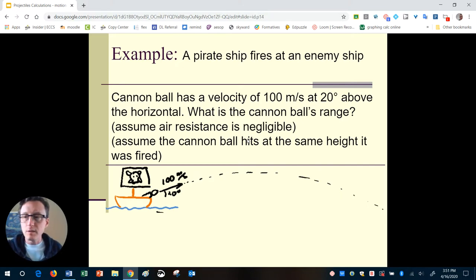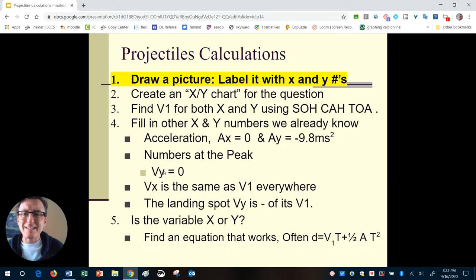So here's our cannon, right? Our cannonball coming out the end. We're going to imagine a straight line going sideways from that. Okay. So go back to that slide that described the steps.